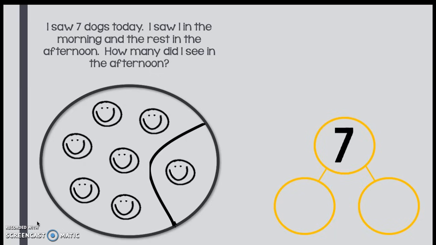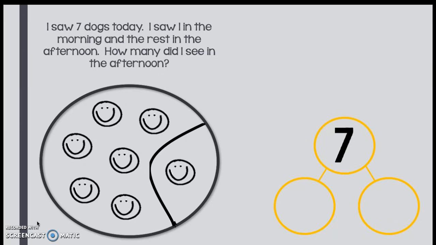That's what my picture shows too. Do you see how 1 is kind of sectioned off by itself? And then I saw the rest in the afternoon. Can you go ahead and press pause? Will you draw a number bond that has 7 as the whole amount and try to have the parts match that picture? Press play to check yourself, friend.